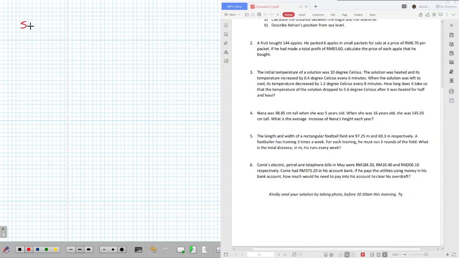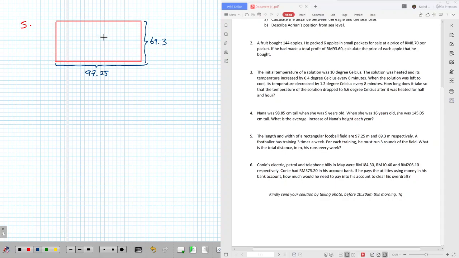Okay, so this one you need to draw. So you can have the image, you can imagine what is the shape, what is the length. So the first one, the length and width of a rectangular football field is 97.25 and 69.3 meters. So the longest one will be the length, which is 97.25, and the width will be the shortest one, 69.3. So this is a rectangular football field.